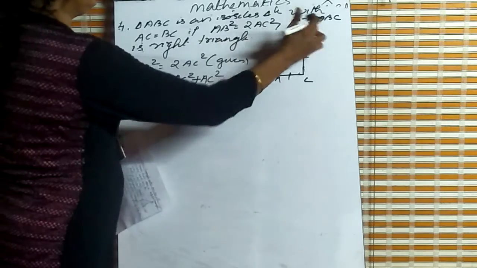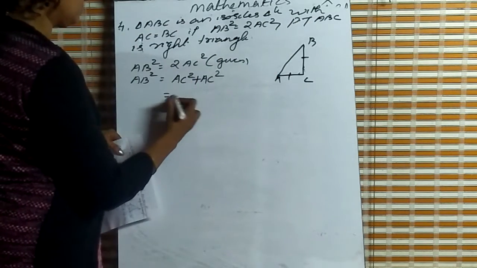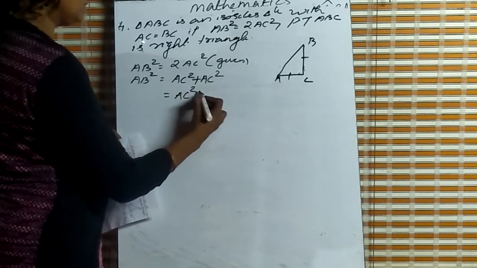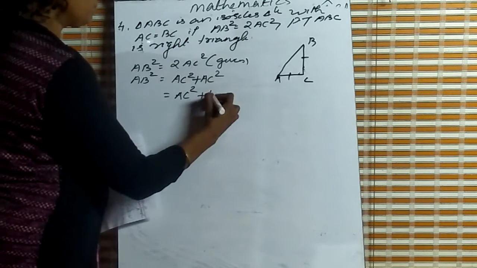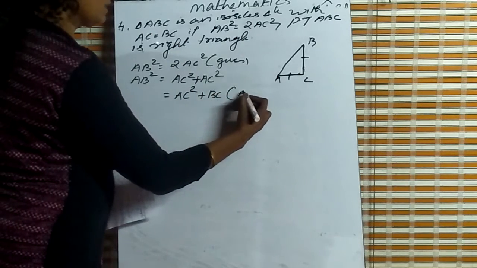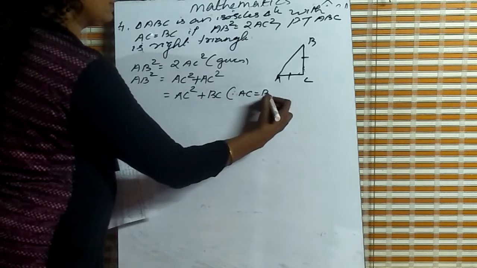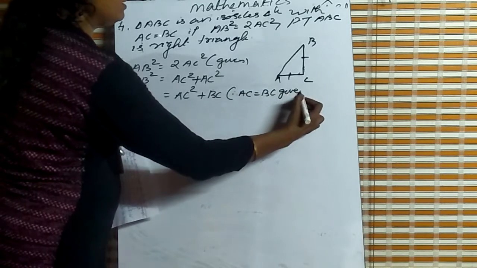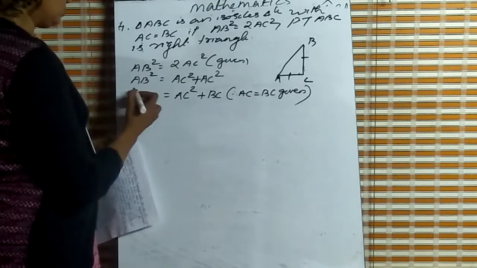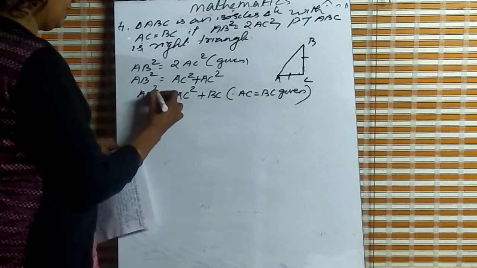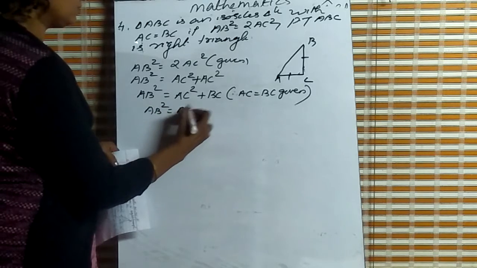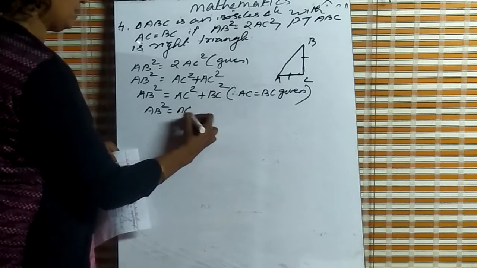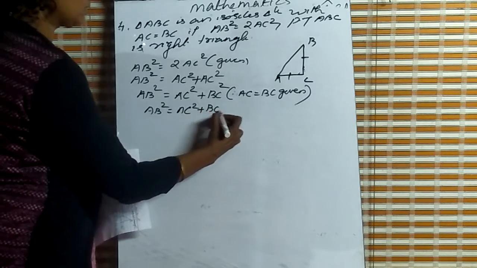But given AC is equal to BC. Therefore, AC square plus, we can change this AC square to BC square, since AC is equal to BC, given it is an isosceles triangle, so its two sides are equal. That means AB square is equal to AC square plus BC square.